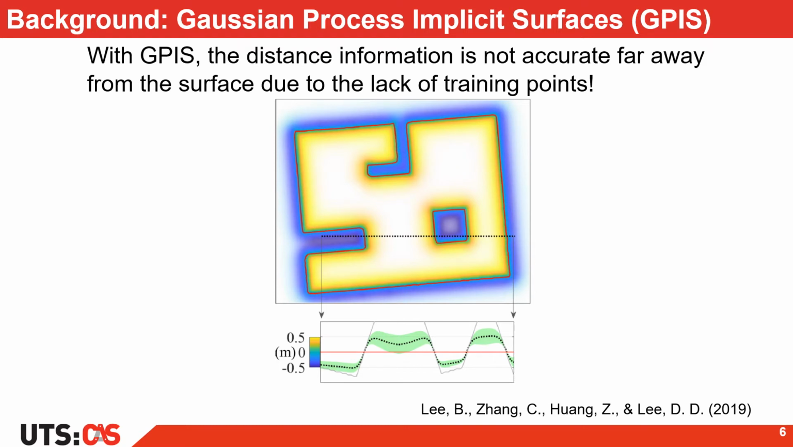But the distance information is not accurate far away from the surface due to the lack of training points. For example, using a zero mean GP implies that the prediction will include false positive artifacts, and the predicted function value falls back to 0. Our work addresses this issue by faithfully modeling a fundamental property of the Euclidean distance field, inspired by the heat method.